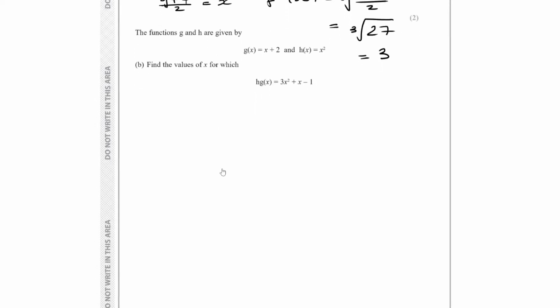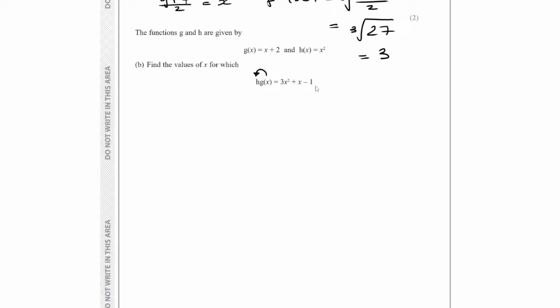It's different functions. So the functions g and h are given by g of x is x plus 2, and then h of x is x squared. Find the values of x, so solve, effectively that means solve, for which the composite function h of g of x is equal to 3x squared plus x minus 1. So it's not saying that the composite function is this, it's saying that you need to work out the composite function and put it equal to 3x squared plus x minus 1. So this is just like a solving equations one, really. Obviously composite functions as well.